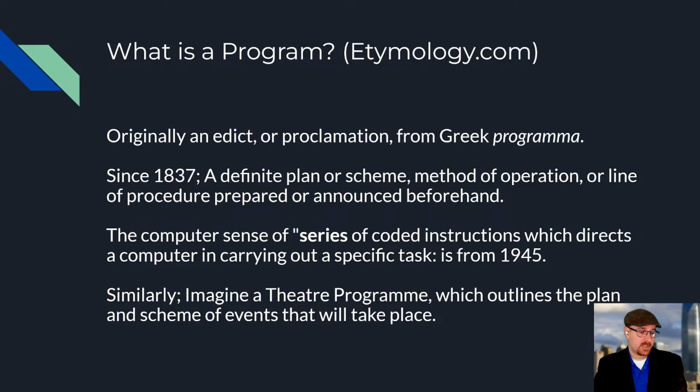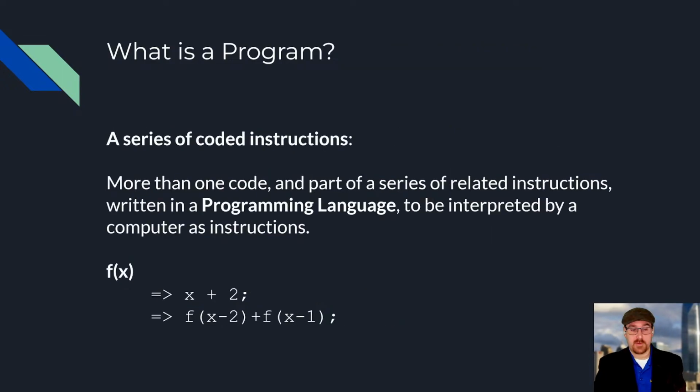So in the computer sense, since 1945, a series of coded instructions which directs the computer in carrying out a specific task. So a program, pretty much what we think about it, but let's break it down into its smallest parts: it's a series of instructions, essentially. A series of coded instructions. So more than one code. Instead of x plus 2, which you might even consider 2 codes, we're going to have more than one code.